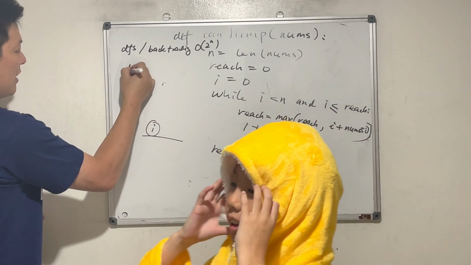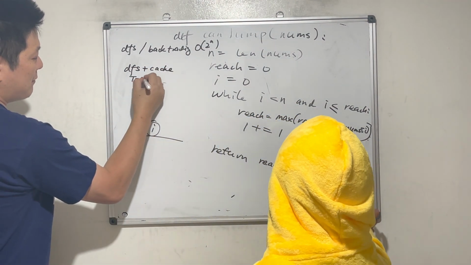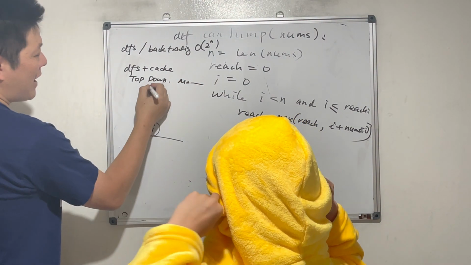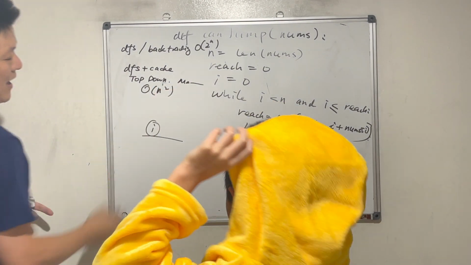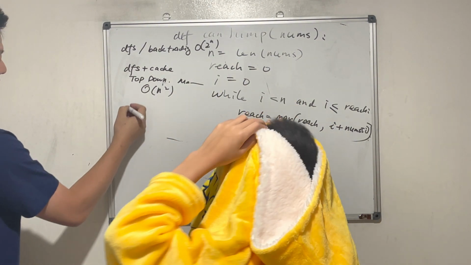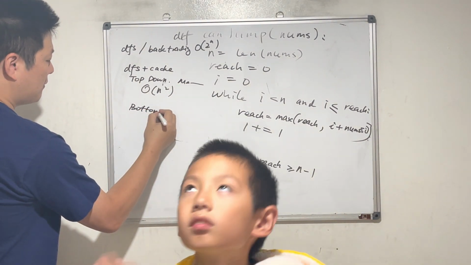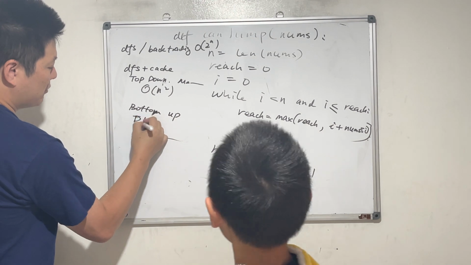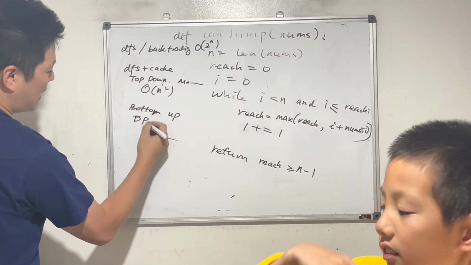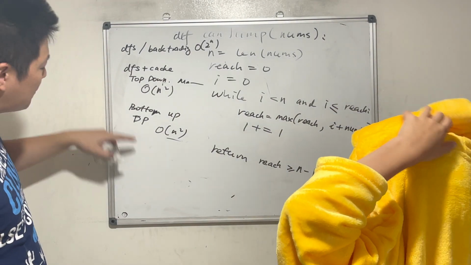If we put a cache, depth first search with the cache, what do we call it? Top-down dynamic programming, recursion with the minimization. The time complexity is O(n) square. Most of the time we can also do bottom up dynamic programming, filling this array from the right hand side to the left hand side. Bottom up is also O(n) square, and the space complexity for these two is also O(n) square.